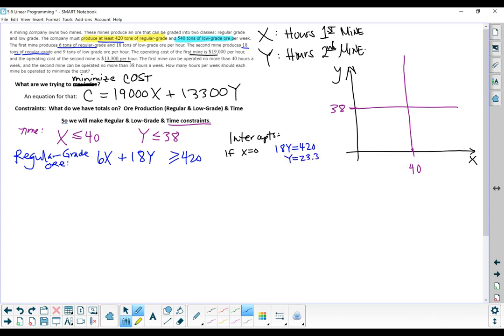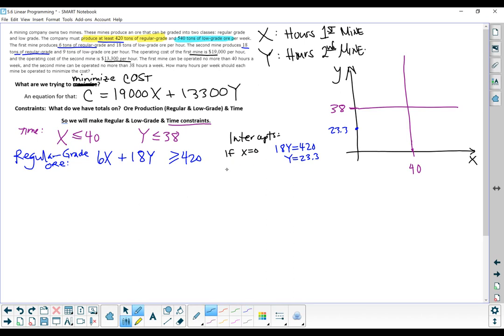And don't worry if it is a decimal value. So 23.3, I just know it needs to be less than 38. I wouldn't worry too much about exactly where it's at. Just make sure you get it relatively correct compared to the other numbers on your axis.